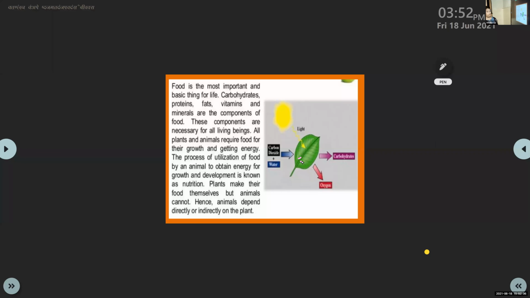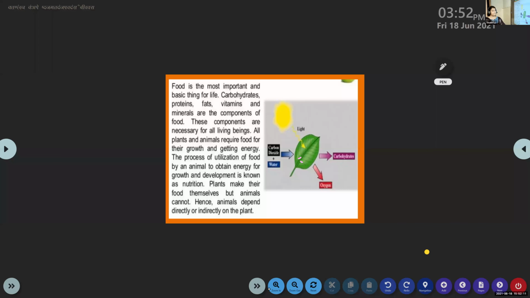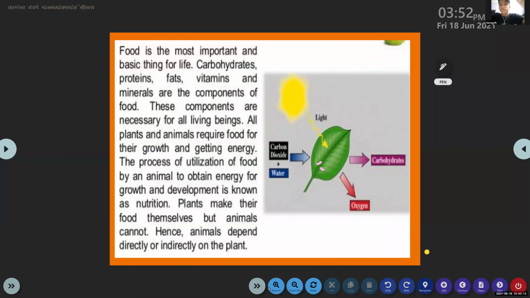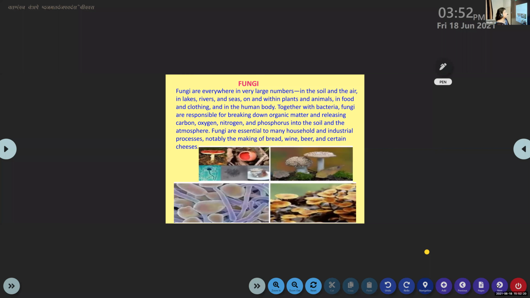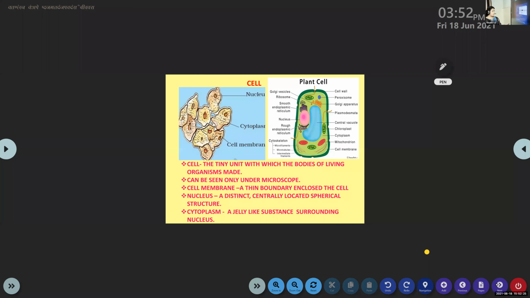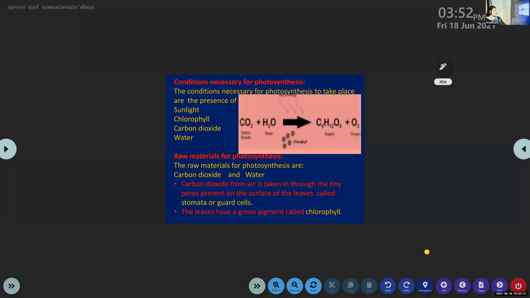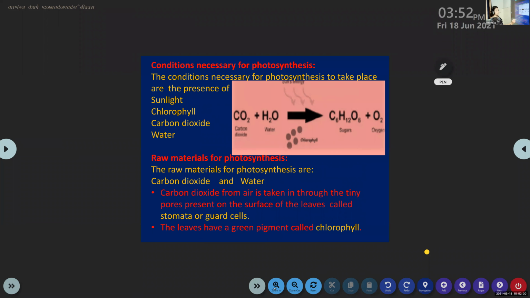Okay. Now, how will this carbon dioxide be received by the plants? Carbon dioxide is received through one part of the cell, what you call stomata. Okay. So next point, we have written raw material. And next point, how does carbon dioxide enter through the plants? Carbon dioxide from air enters through the tiny pores.